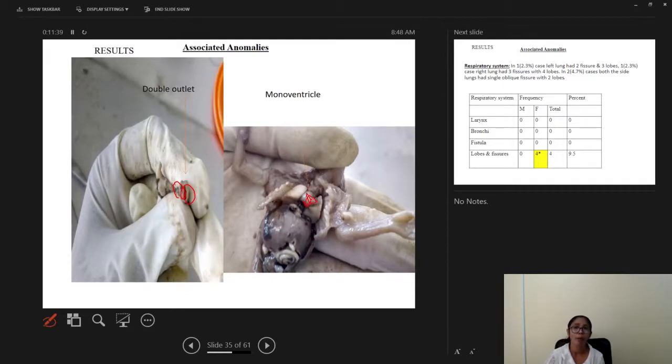There were no two ventricles. There was only one ventricle. Within that ventricle, there were two outlets seen, maybe one for the aorta and another for the pulmonary trunk.